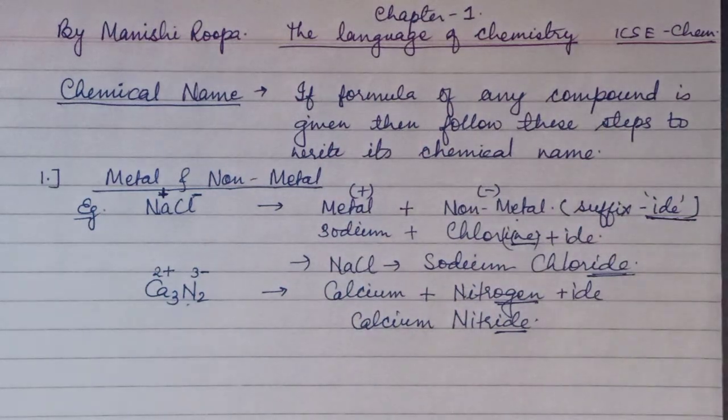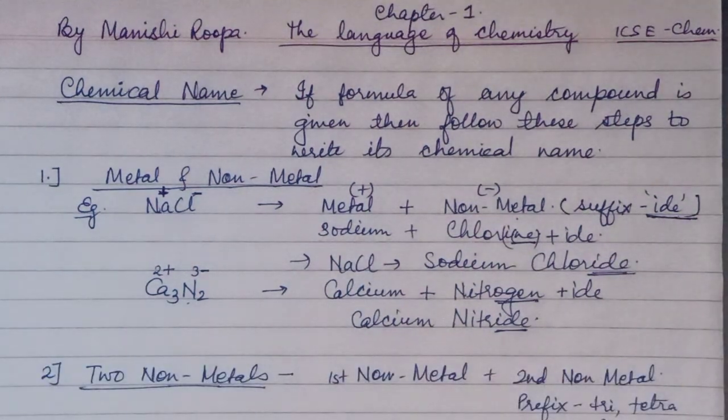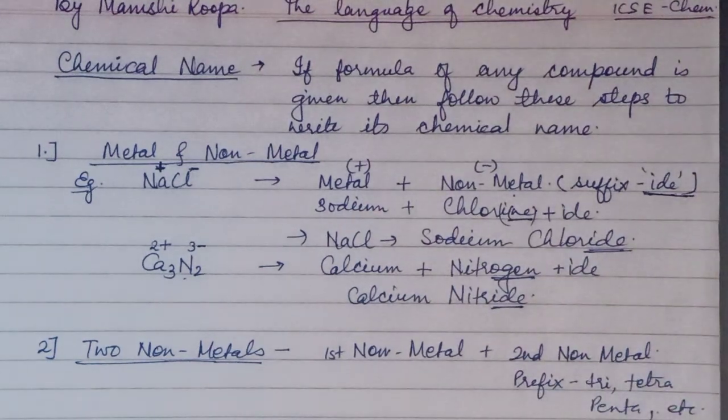Okay, is it clear? Now the second rule is that if both elements in the given chemical formula are non-metals, then for the first non-metal you will write the name, and for the second non-metal you will write a prefix like di, tri, tetra, penta, etc. Now let's take one example to understand this rule.